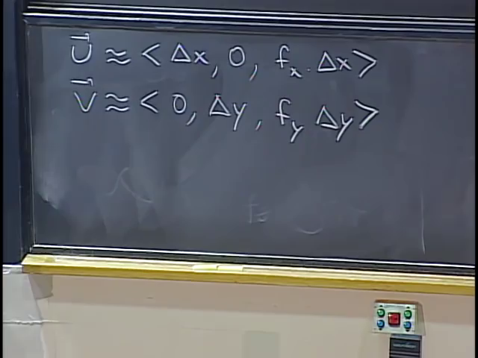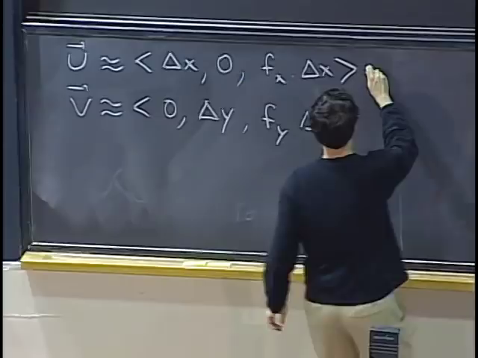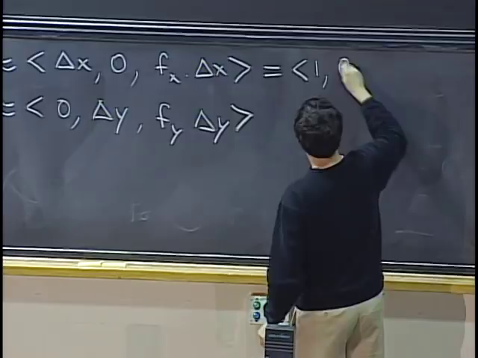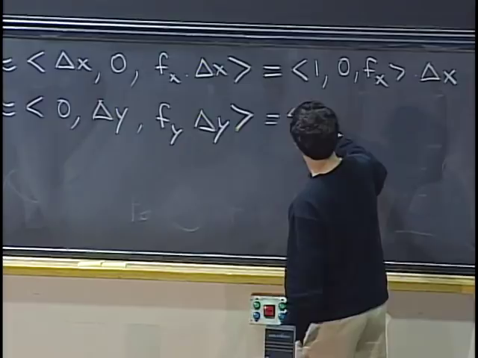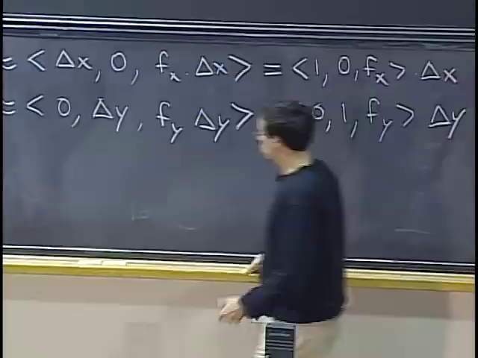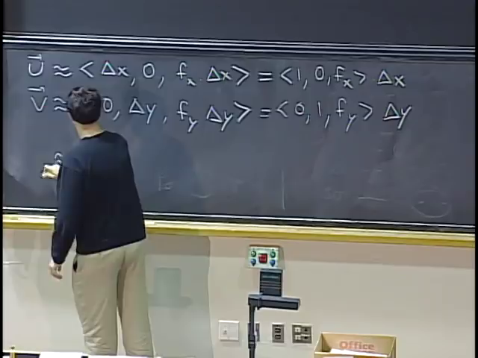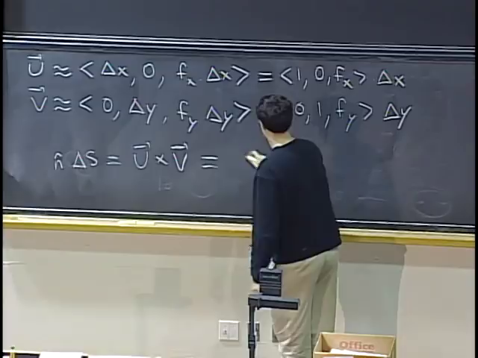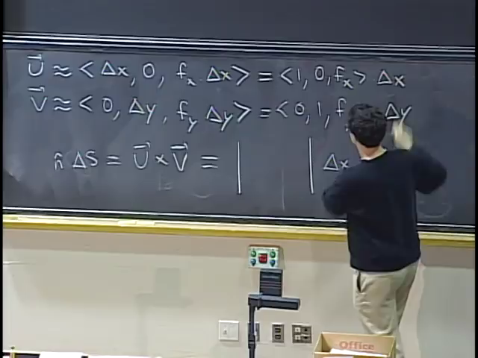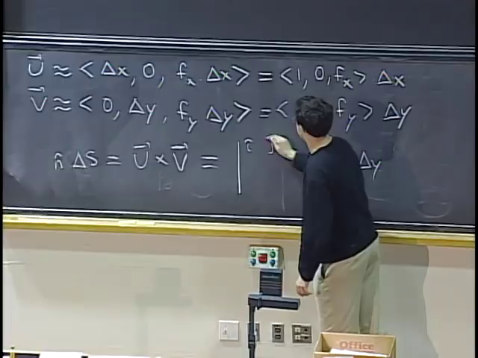Now I can take the cross product. Maybe I will first factor something out. I can rewrite this as 1, 0, f sub x times delta x, and this one I will rewrite as 0, 1, f sub y delta y. And so now the cross product, n hat delta s, up to sign, is going to be u cross v. We'll have a delta x delta y coming out. I'm just saving myself the trouble of writing a lot of delta x and delta y's. But if you prefer, you can just do directly this cross product there.